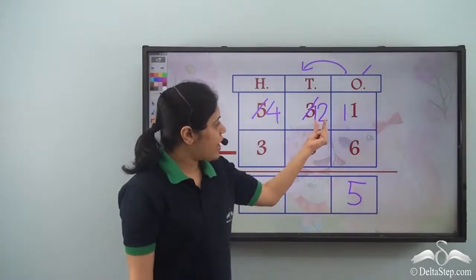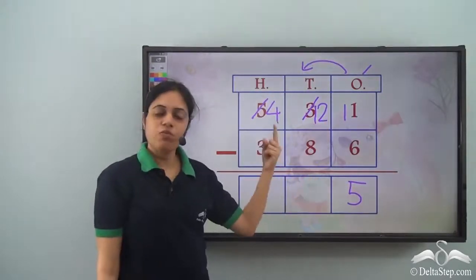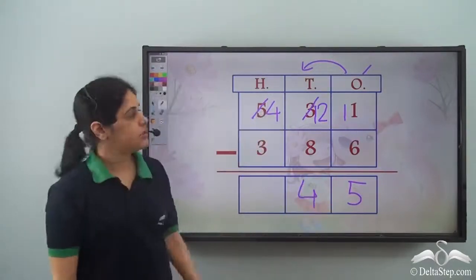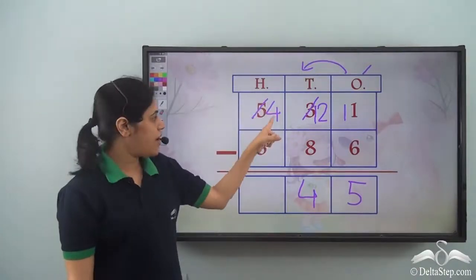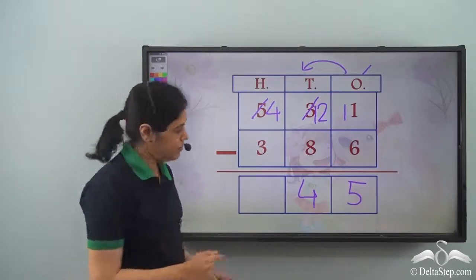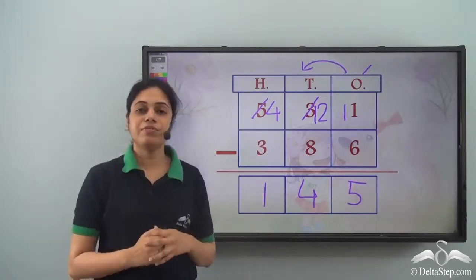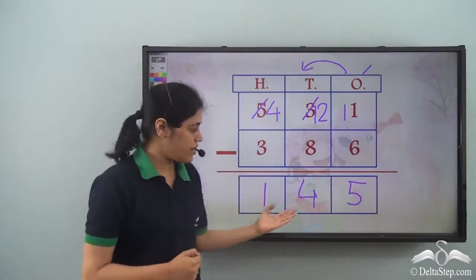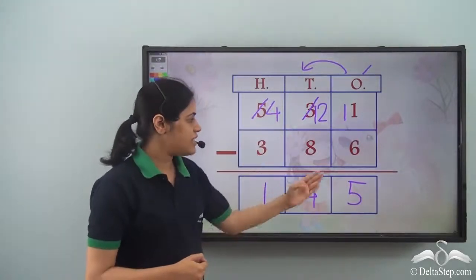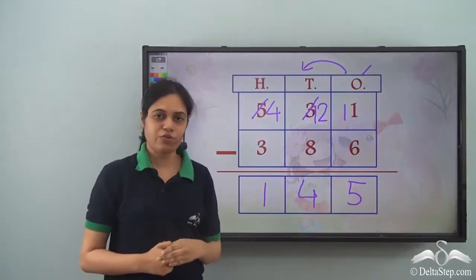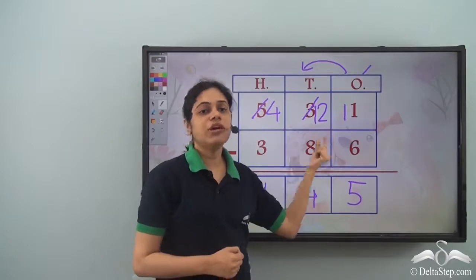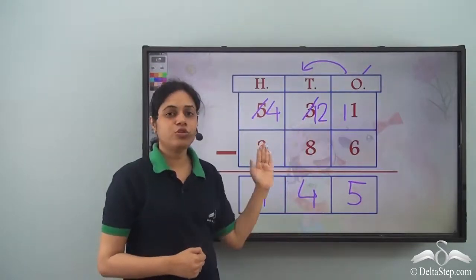So in the tens room, I have 12 minus 8. What is 12 minus 8? 4. So I have 4 here. And in the hundreds room, I have 4 minus 3. What is 4 minus 3? 1. So I have 1 here. So the answer is 145. So the difference of 531 and 386 is 145. In this case, the ones room and the tens room both had to borrow from the rooms to their left.